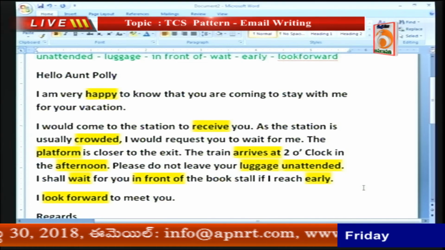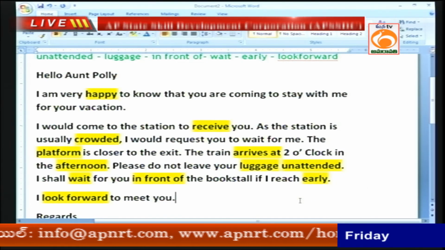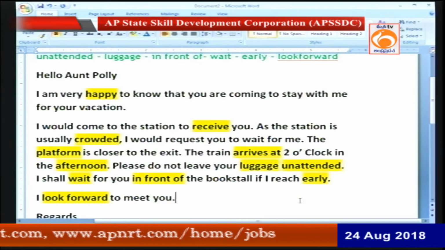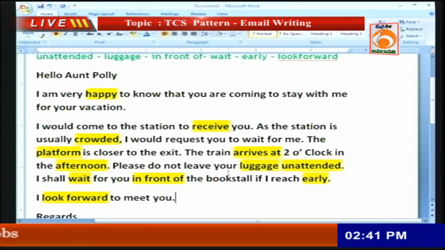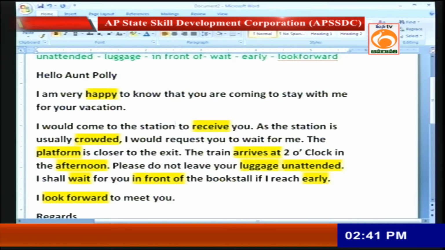Now, bookstall is one word. I made a mistake there. In front of the bookstall if I reach early. I look forward to meet you. Regards, Nancy. Very simple. Now, if you notice, the entire email is left indent.